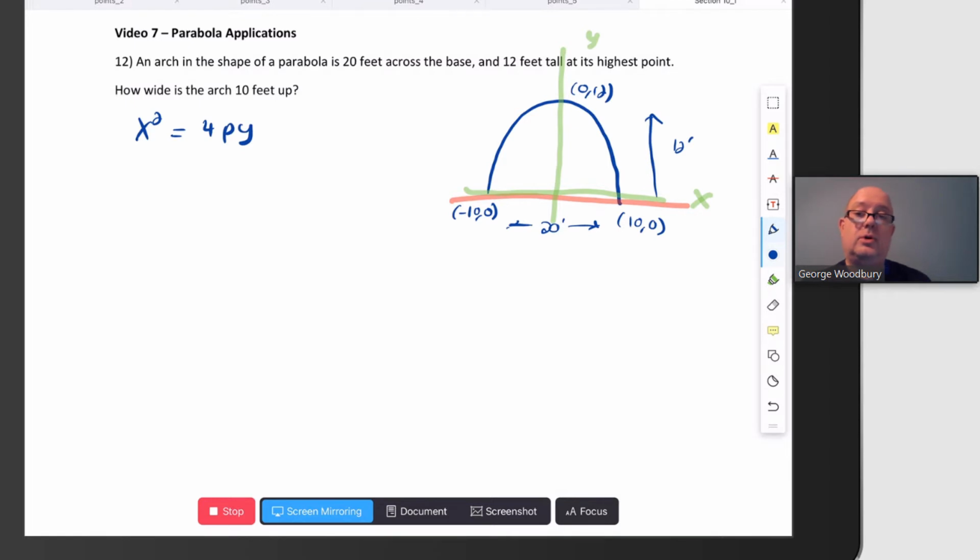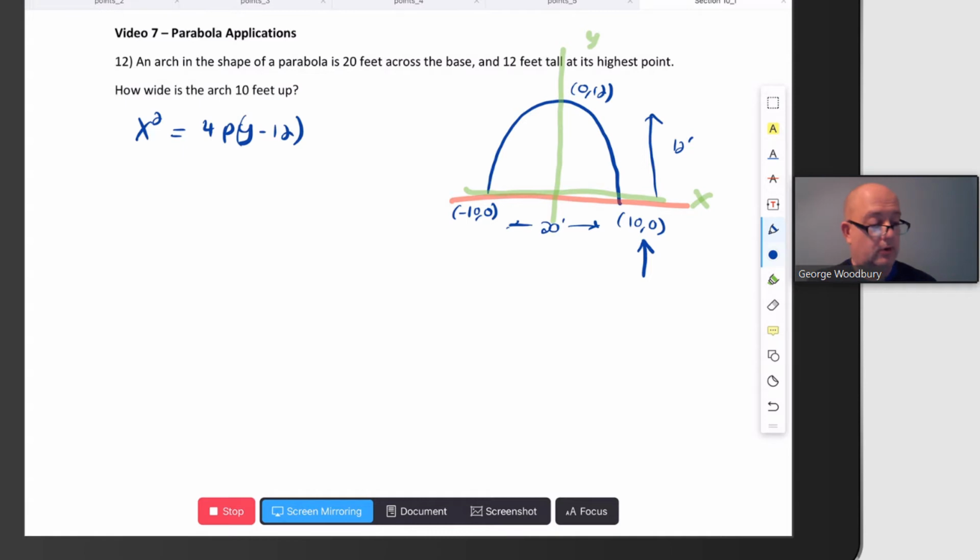I'm sorry, that's not correct. I forgot to account for the vertex. It's 4p times (y minus 12): (x minus 0) squared equals 4p times (y minus 12). So I know a few points on here. I can plug in, say, this one for x and y, and that's going to help me figure out what my value of p is.